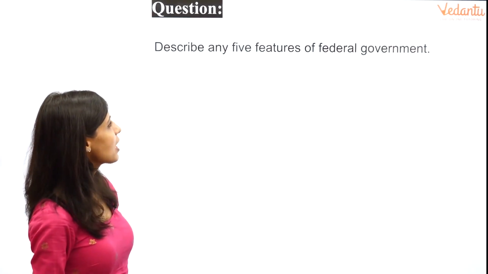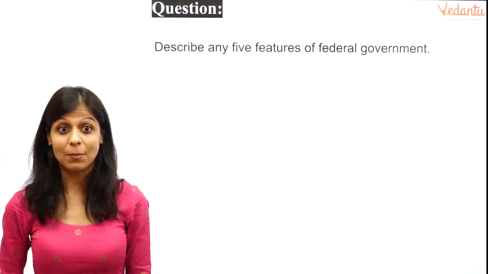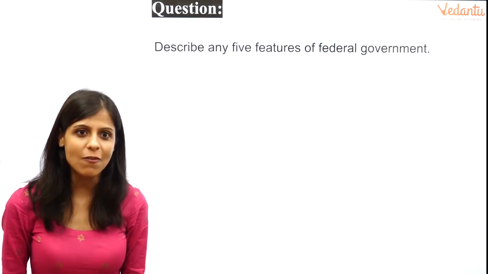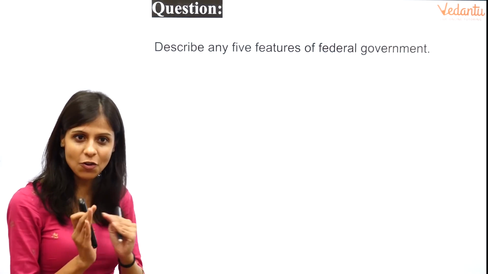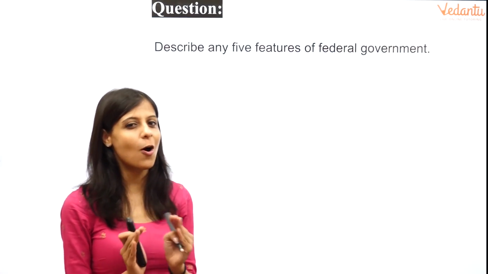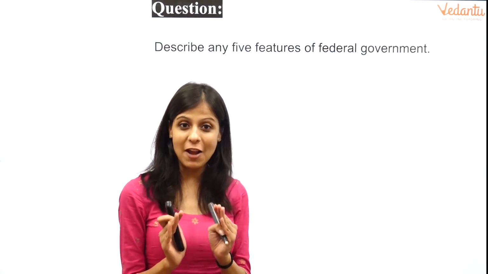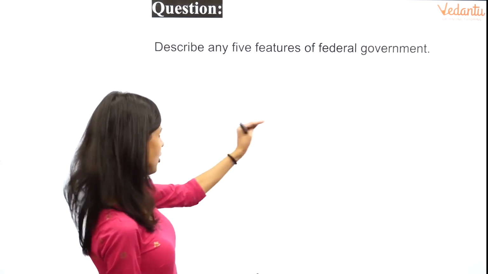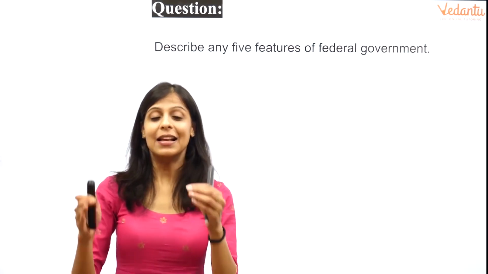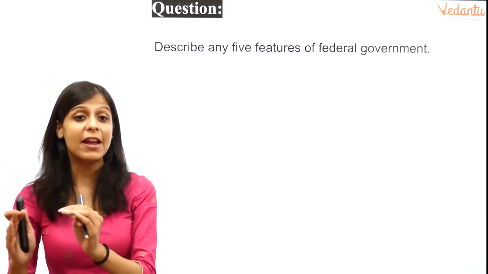Moving to the next question. Describe any 5 features of a federal government. See, I would say federal government means you have to give a very good introduction. Federal means division of power at 2 or more tiers or 2 or more levels between the government. So start with a good definition of federal government.